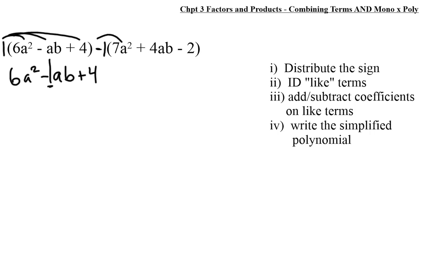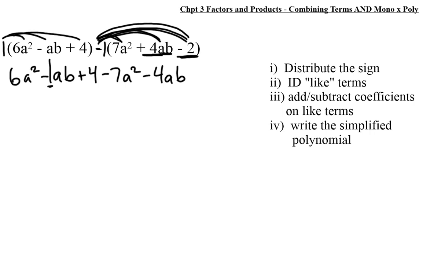But now when we distribute negative 1, 7a squared times the negative becomes a negative 7a squared. 4ab times the negative becomes a negative 4ab. Negative 2 times a negative, negative times a negative, there's a positive 2. So at that point, 6 and negative 7 is a negative 1a squared because they're like terms.